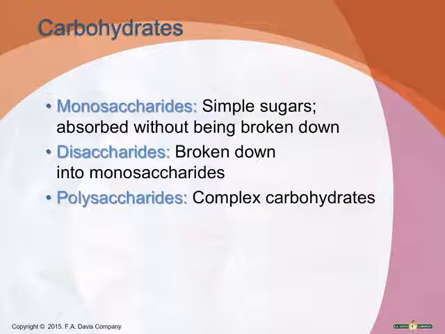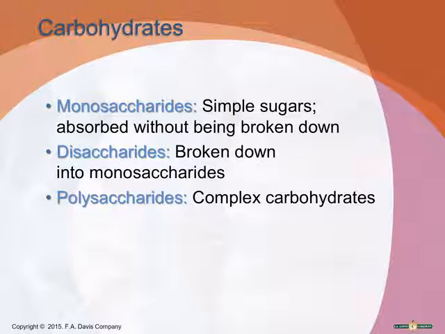Talk about carbohydrates for a minute. Carbohydrates are really the body's primary source of energy. They occur in 3 different forms: monosaccharides, disaccharides, and polysaccharides. Monosaccharides are the simple sugars. They're absorbed. They don't need to be broken down any further. Some examples of that include glucose, fructose, and galactose.